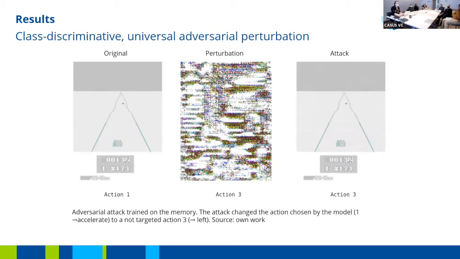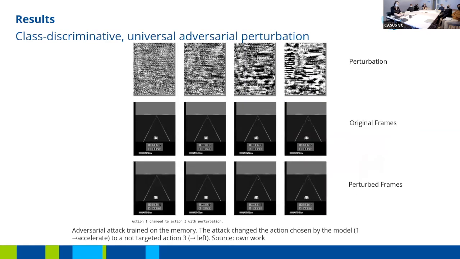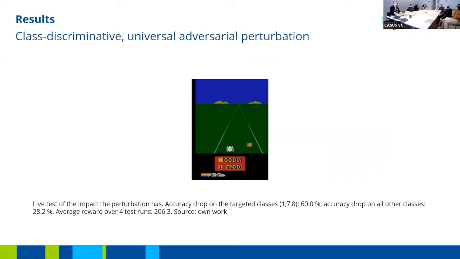So this is trained for Enduro specifically, and it changes the actions. I targeted the actions accelerate left and accelerate right, which are actions 1, 7, and 8, to be any other action. And in this case, it works. So action 1 is changed to action 3, which would be right. So in this case, the agent would turn right. And also this perturbation, this single image, can be put onto each and every transition and it would work. This is how the perturbation looks like for the four grayscale frames. And this is the result.